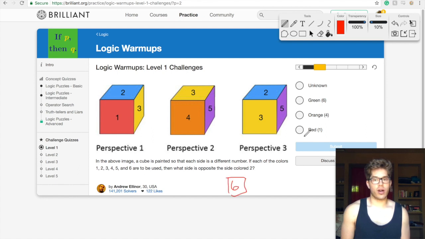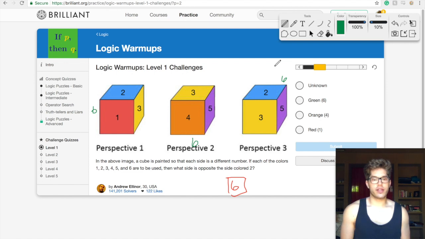Side 6 is always missing here. So where would side 6 be? Side 6 must then be opposite side 3. So it would be on the left face in perspective 1, it would be on the bottom face in perspective 2, and it would be in the rear face in perspective 3.